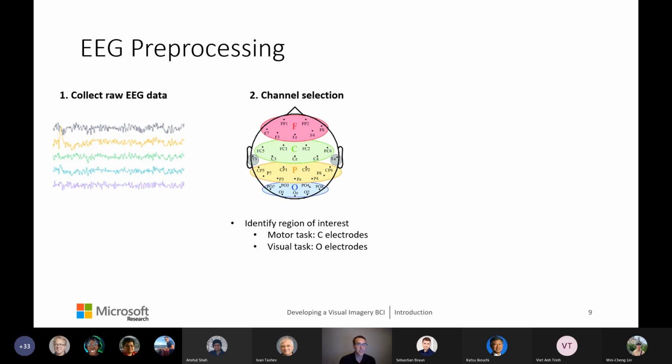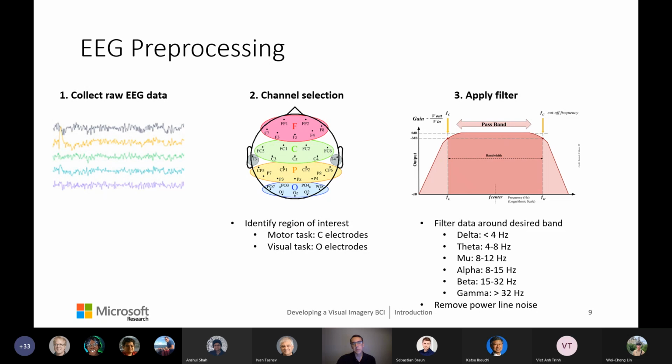So perhaps at the beginning of a study, you might work with all the channels in the cap, but sometimes depending on the task that you're doing, it might be beneficial to narrow down those channels to a particular region of interest. So for example, if you're doing a motor task where you have your participants moving their right versus their left hand, you might be more interested in those C electrodes directly over the left and right primary motor cortex. Or if they're performing a visual task, you might be more interested in the O electrodes on the back of the head directly over the visual cortex.